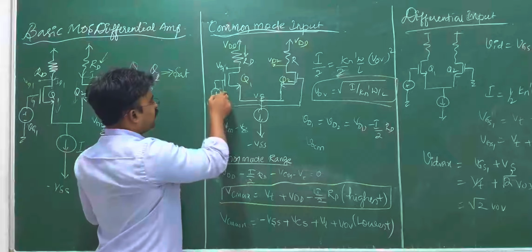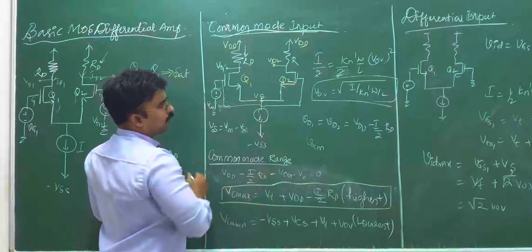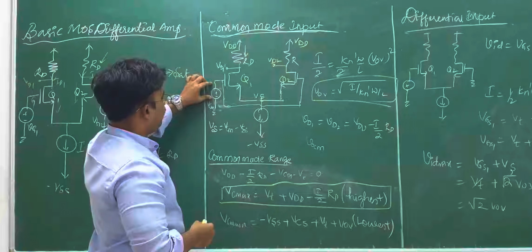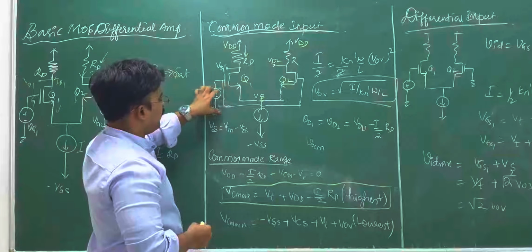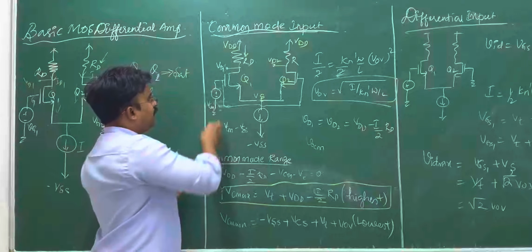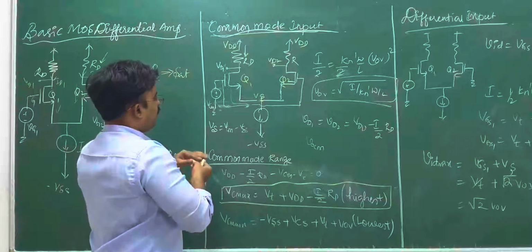So what is the voltage at this point? At this point you have the source voltage. How do you find the source voltage? The source voltage is found by taking VCM minus VGS. VCM minus VGS is the source voltage. Now if I make use of this voltage, apply KVL over here.